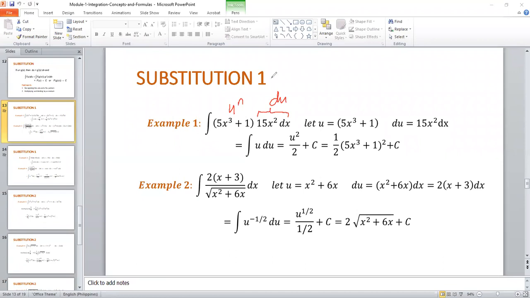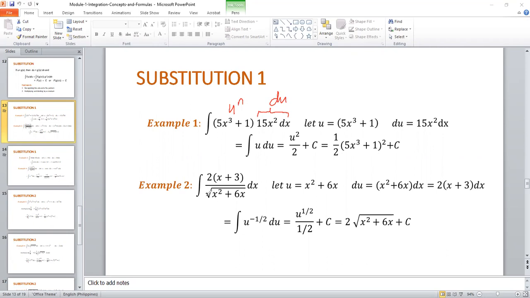Okay, now we go to number 2. You have 2 times the quantity x plus 3 divided by the square root of x squared plus 6x. Now, this is really difficult in terms of division. You cannot divide, nor can you do expansion in here, because it will not simplify the problem for you.